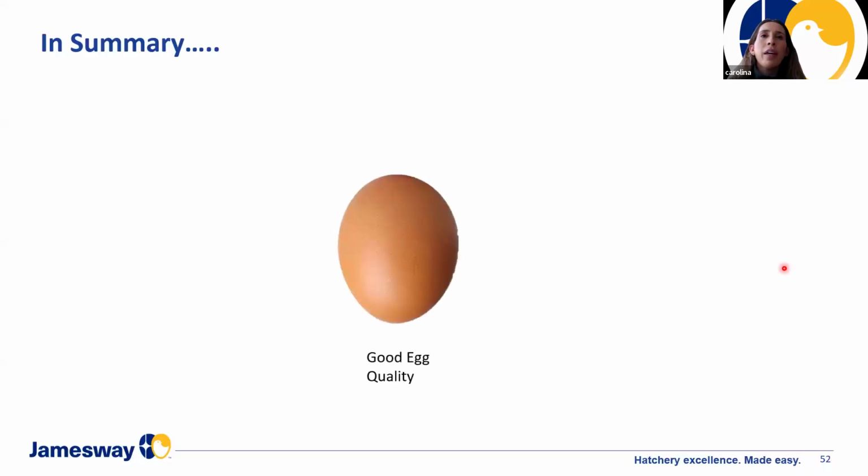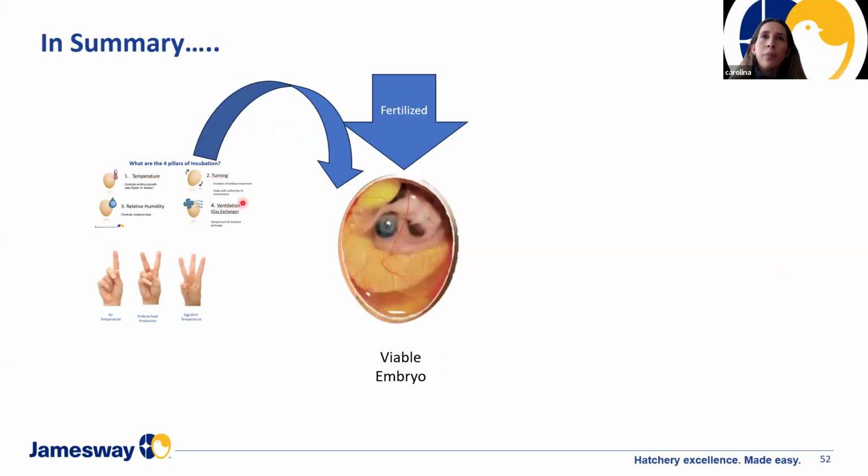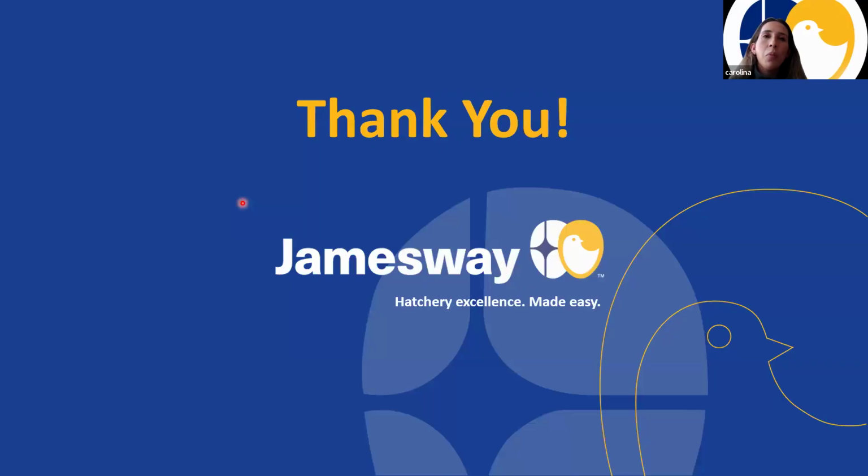In summary, if we have a good egg quality that is fertilized, we get all these 3 temperature balances plus all the 4 parameters or pillars of incubation, we will have a viable embryo that will become a good quality chick. Thank you so much.